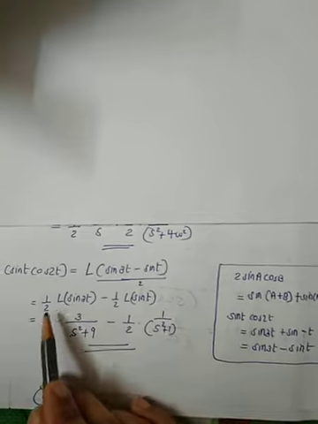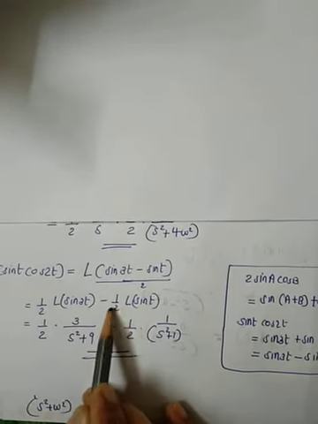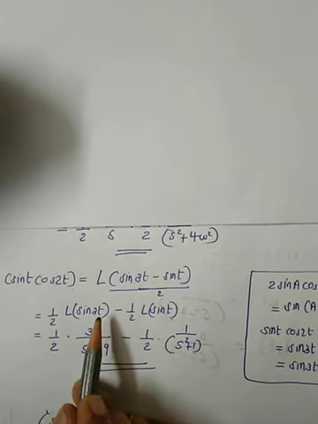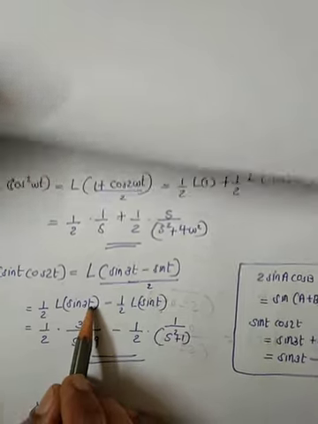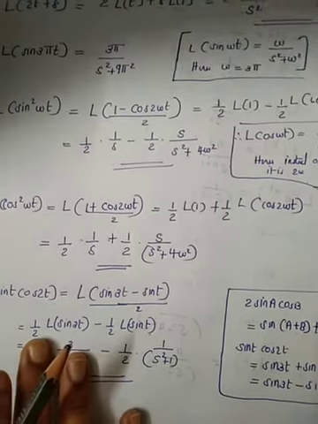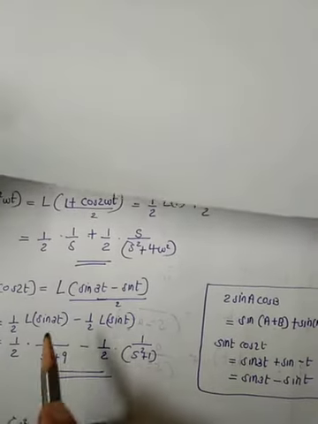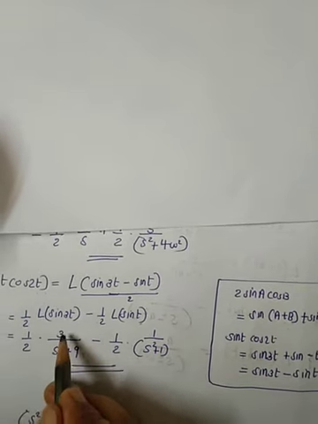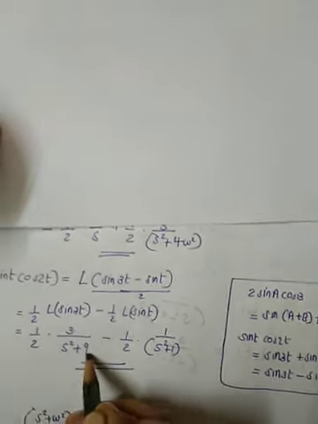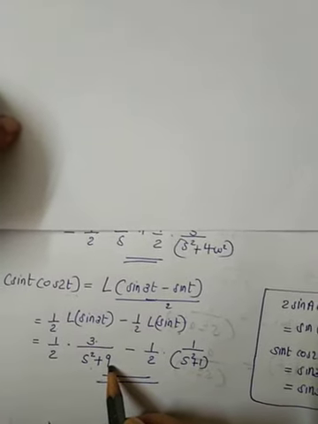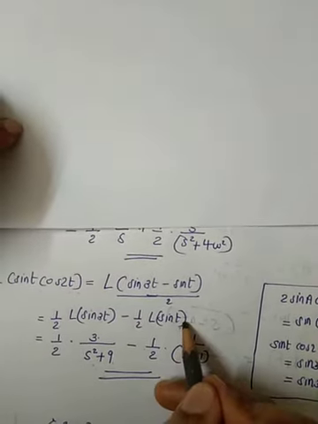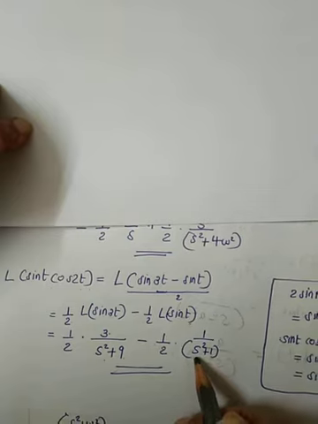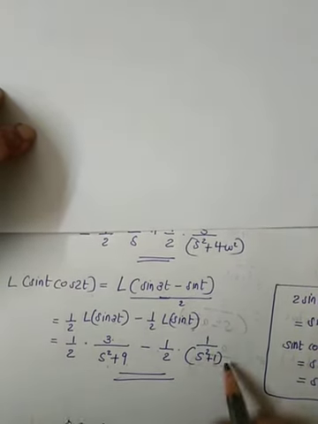Applying the linearity property, it becomes 1 by 2 into L of sin 3t minus 1 by 2 into L of sin t. We know that L of sin wt is equal to w divided by s square plus w square. Here instead of w it is 3, therefore it is 3 divided by s square plus 9, minus 1 by 2 into L of sin t. Here instead of w it is 1, therefore it is 1 by s square plus 1.